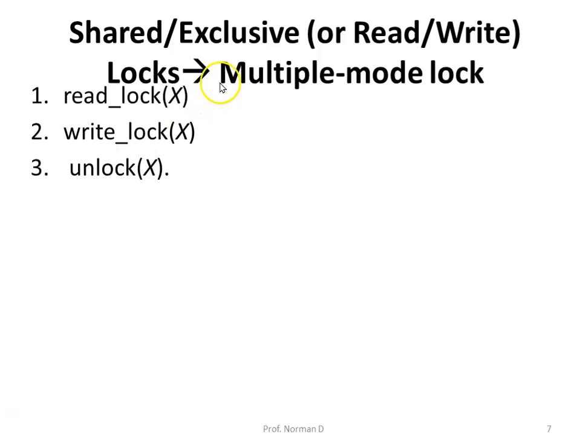We come to the next topic, that is multiple mode lock. Now, we should allow several transactions to access the same item X if they all access X for reading purposes only. This is because read operations on the same item by different transactions are not conflicting. However, if a transaction is to write an item X, it must have exclusive access to item X. For this purpose, a different type of lock called multiple mode lock is used.